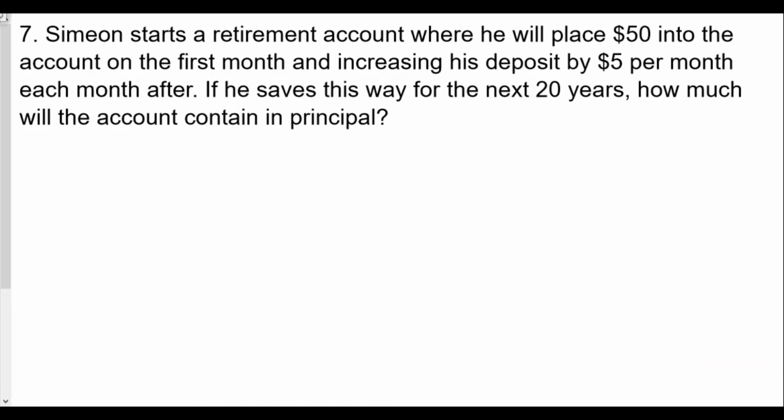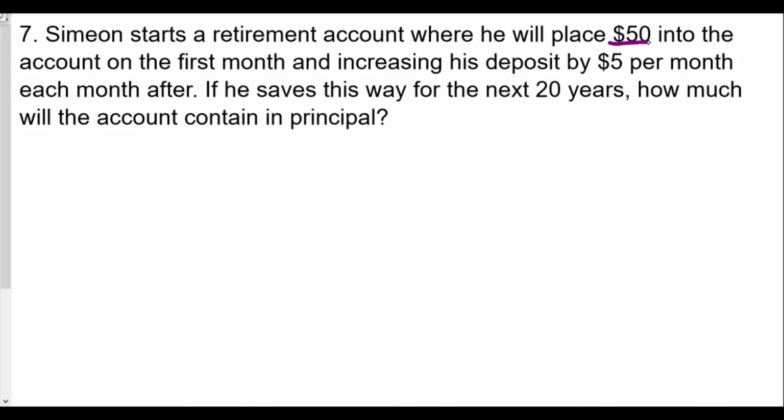Number 7. Simeon starts a retirement account where he will place $50 into the account on the first month and increasing his deposit by $5 per month each month after. If he saves this way for the next 20 years, how much will the account contain in principal? So we see our first amount placed in there will be $50.